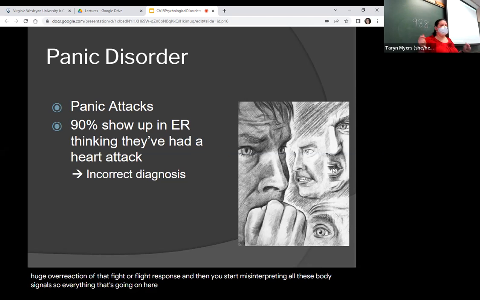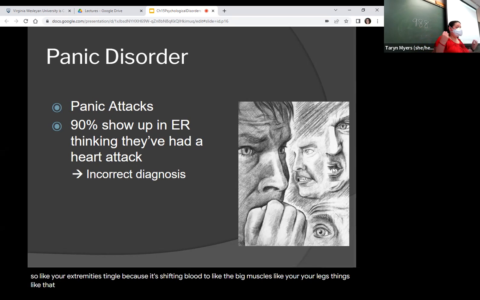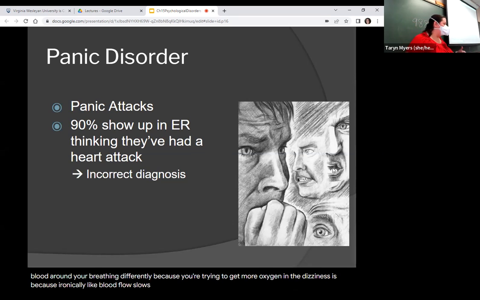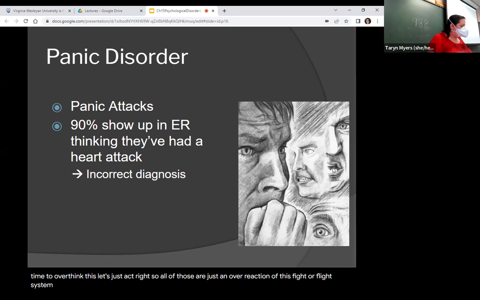So everything that's going on here is just your body trying to prepare you to fight or run away. Your extremities tingle because it's shifting blood to the big muscles, like your legs, things like that. You have all of the chest and heart sensations because your heart is working harder to pump blood around. You're breathing differently because you're trying to get more oxygen in. The dizziness is because, ironically, blood flow slows to your brain, because essentially your body's like, we don't have time to overthink this, let's just act, right? So all of those are just an overreaction of this fight or flight system that we all have.